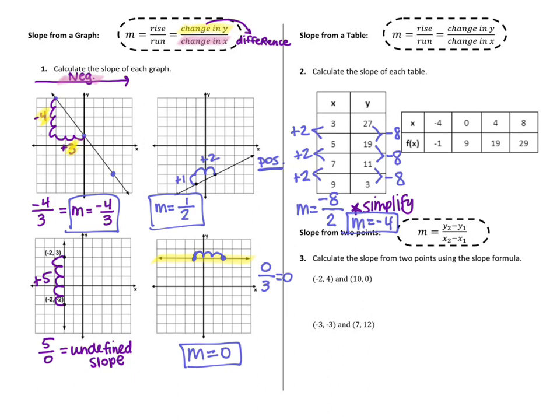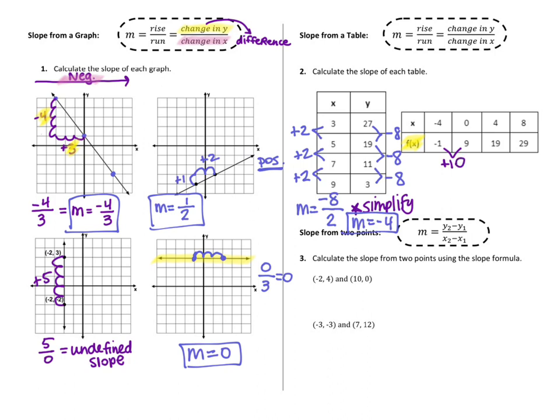Let's look at this next table. This table is horizontal, but we're still going to look at the y values first and then the x values. Oh no, I don't see any y. Remember that f of x means y. So those are our y values. So let's look at how do we get from negative 1 to 9? Plus 10.